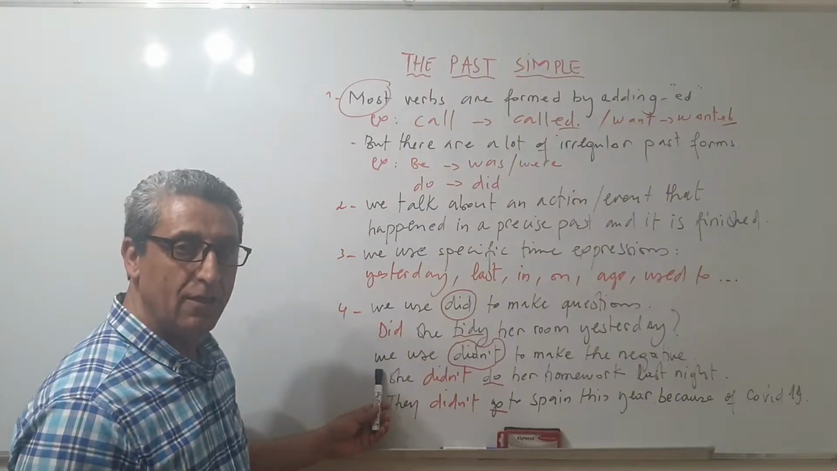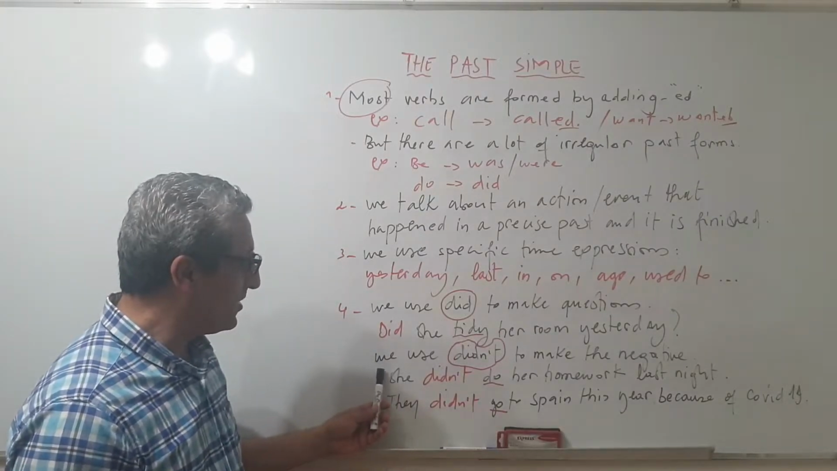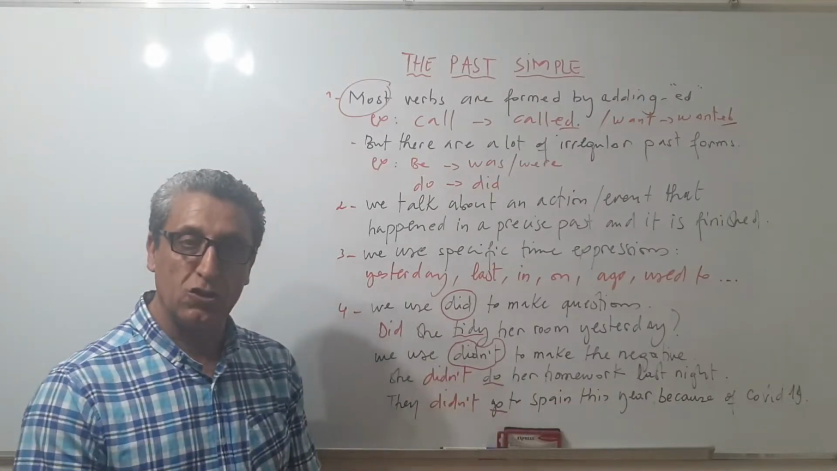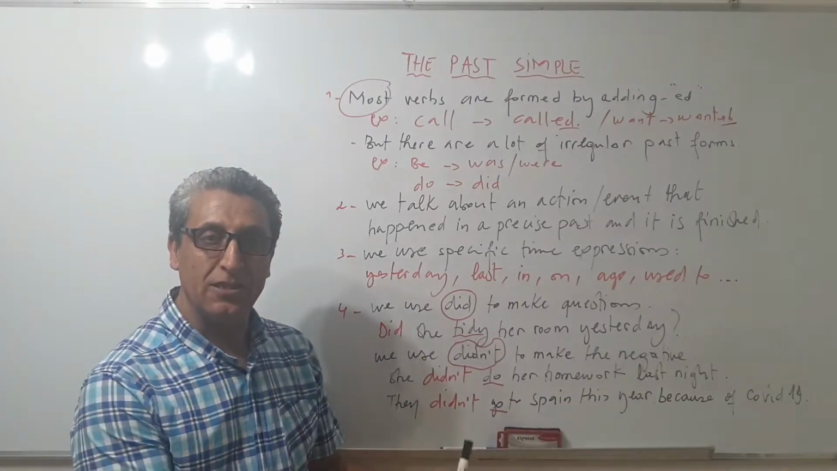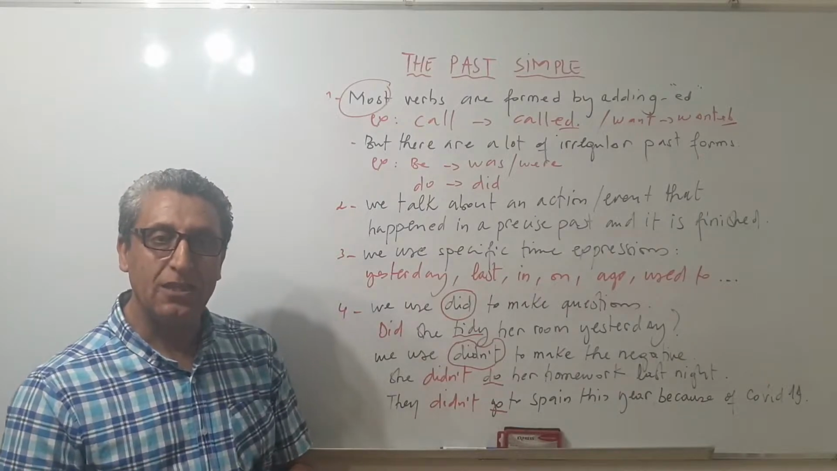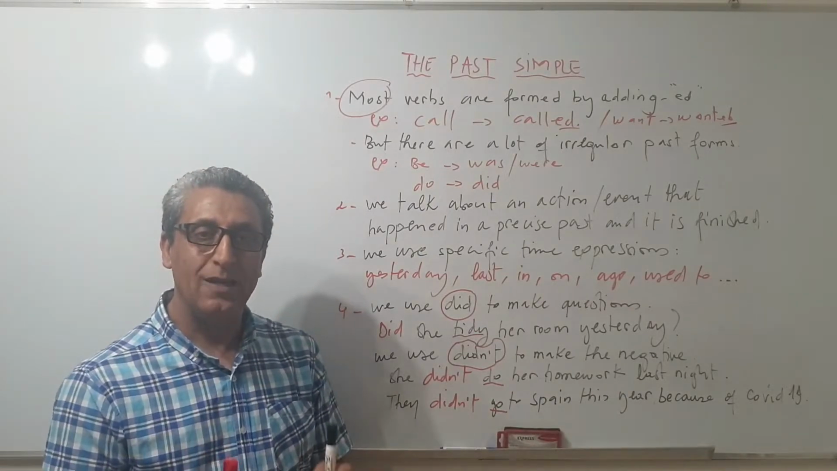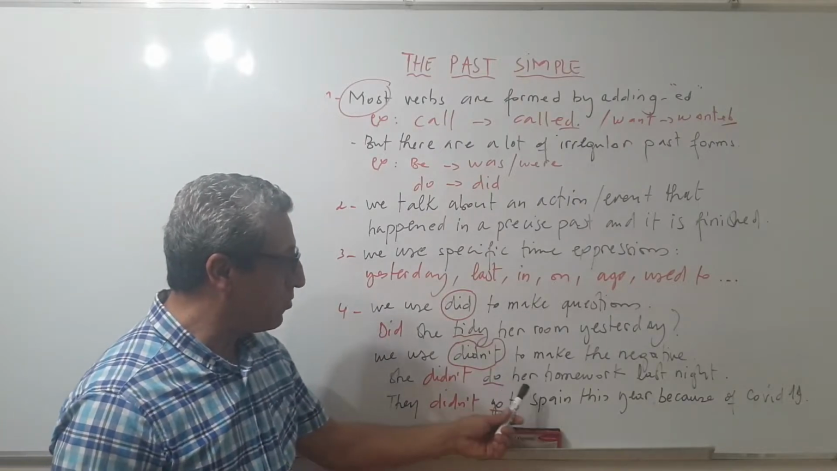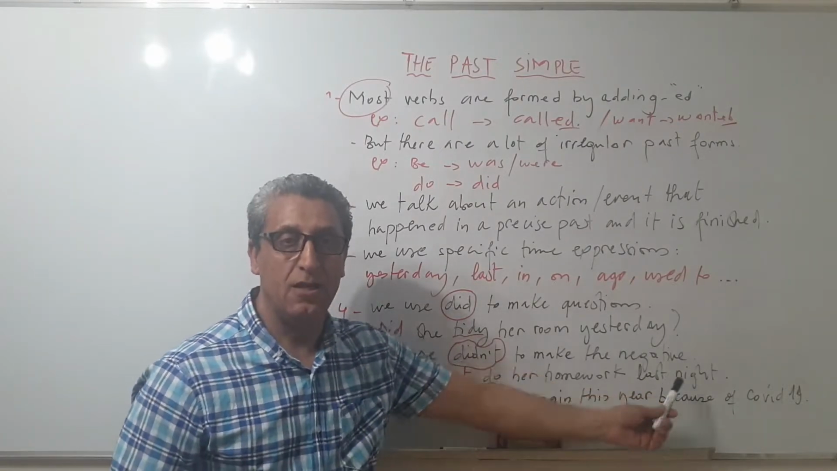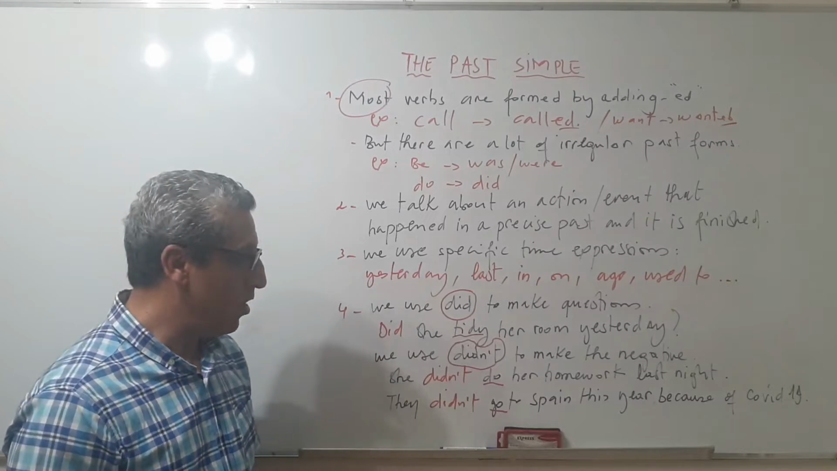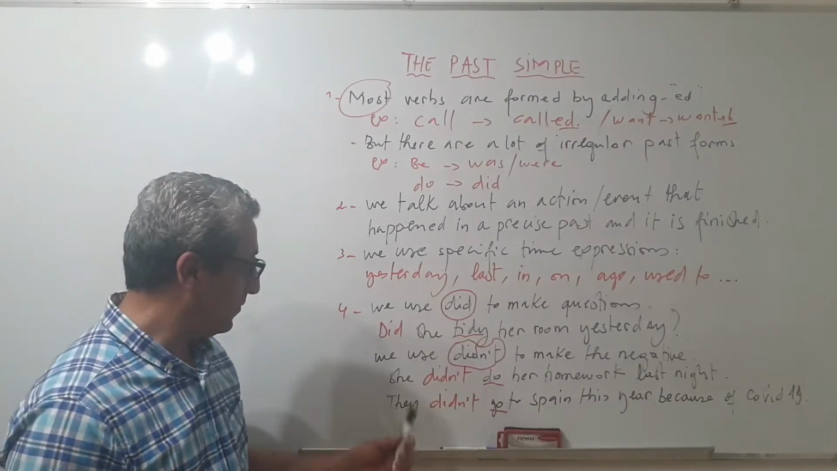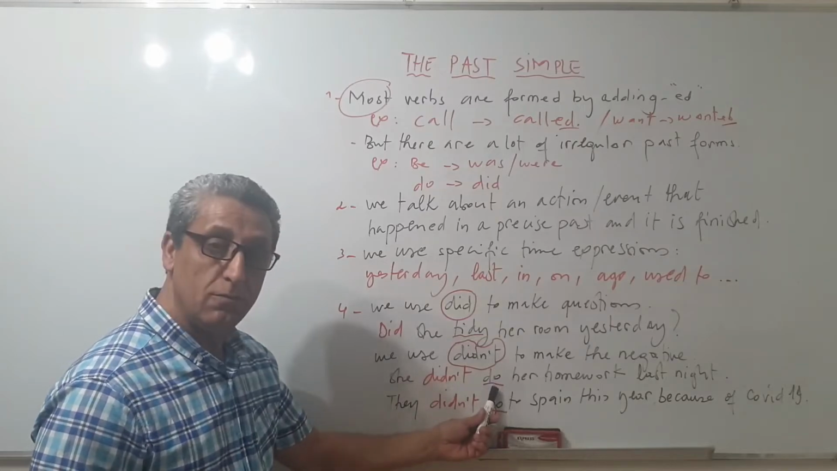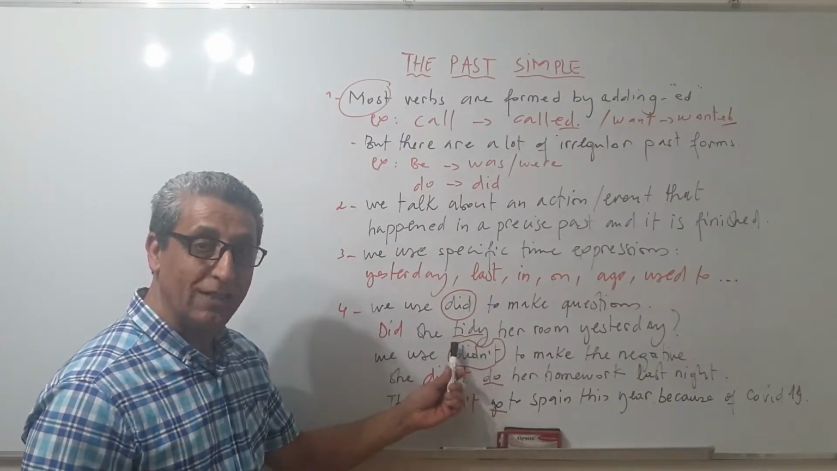Next point is the negative form. We use didn't to make the negative. Didn't stands for did not. It's the contracted form of did not. Example, she didn't do her homework last night. She is the subject, didn't, then do. So the same as in the interrogative form.